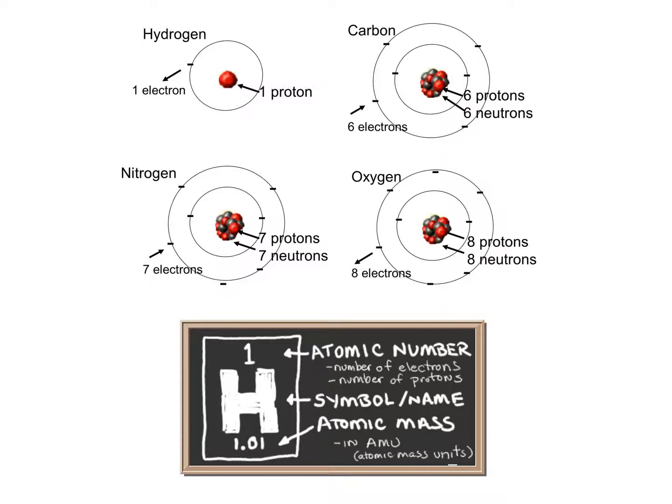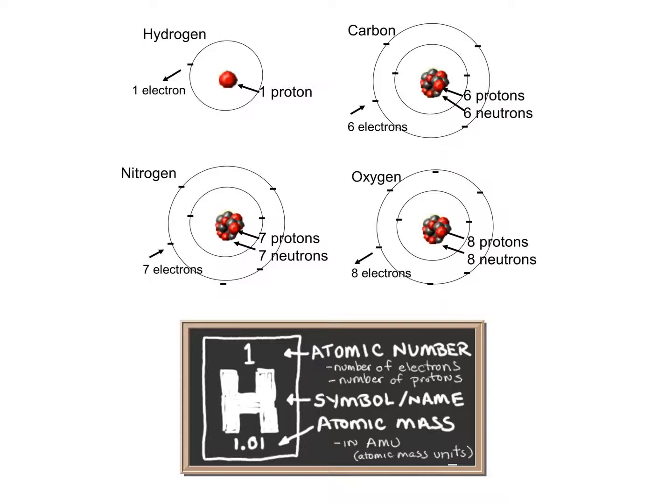Atoms are composed of protons and electrons, and in some cases, a lot of times, neutrons as well. We can see in the upper left-hand corner, hydrogen is going to be one proton and one electron, where the proton is going to be the nucleus of the atom. Just to the right of hydrogen, we have carbon.